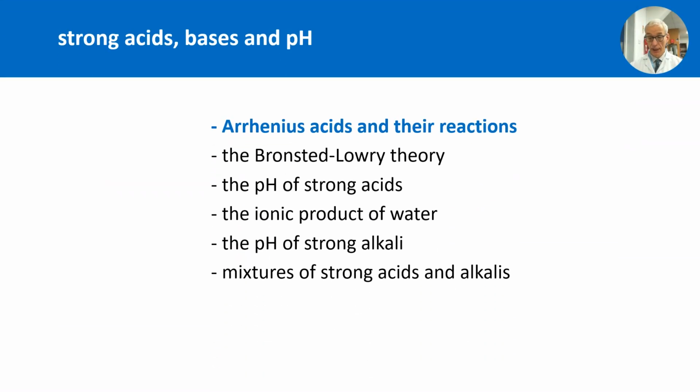So there is the plan. We're going to start with Arrhenius acids and their reactions, run through Bronsted-Lowry, the pH of strong acids, the ionic product of water, the pH of strong alkali, and then the pH of mixtures of strong acids and alkalis.